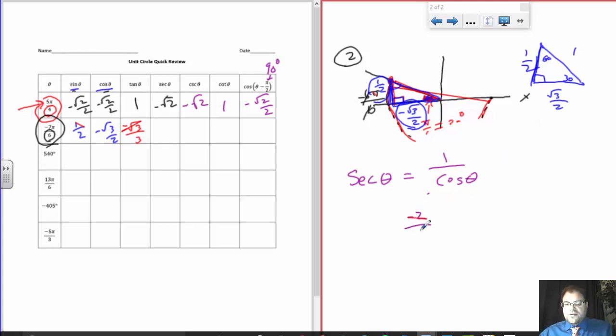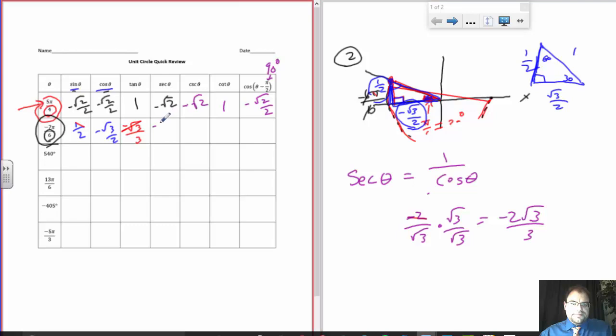So what I need to do is simply multiply top and bottom by root 3. Negative 2 times root 3 is negative 2 root 3, and then root 3 times root 3 is just 3. So this is your secant value. All right. The cosecant is the reciprocal of sine. If I flip 1 over 2, I'll just get 2 over 1, which is the same thing as 2. That's the answer for that one.